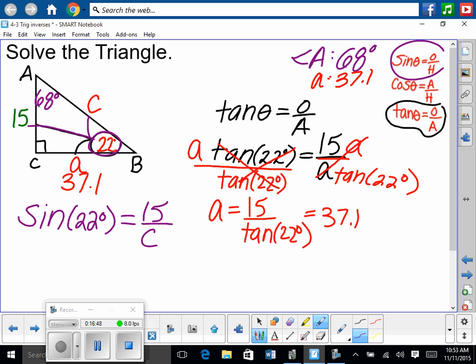And then we do the same thing. Cross multiply by C. Divide that over here. Divide both sides by sine of 22 degrees.